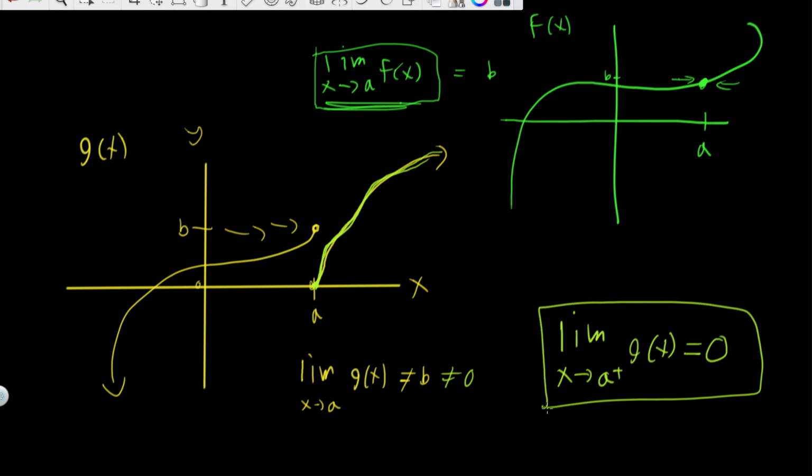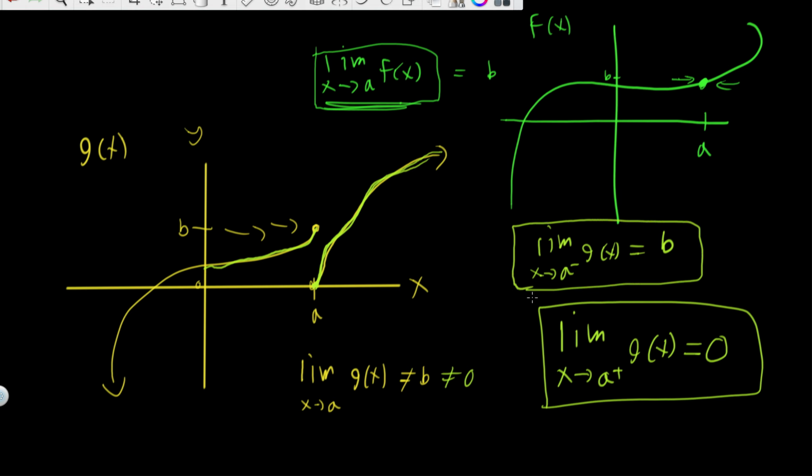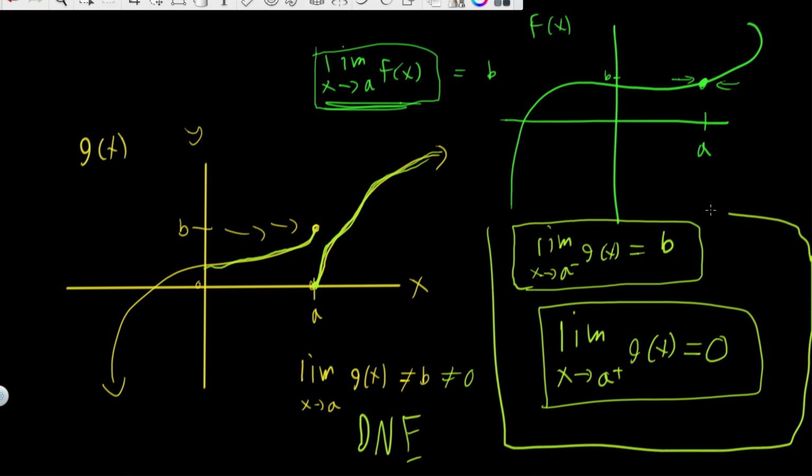This limit does exist. And then we can separately say that the limit as x goes to a from the negative side of g of x, well, if we come from the negative side, that means from the left, we're going like this, we approach b. So this is equal to b. And these limits exist by themselves. And if these two values are different, then the limit as x goes to a from both sides, when we don't write the plus and minus here, of g of x does not exist. So this is the new notation that I wanted to introduce in this video.